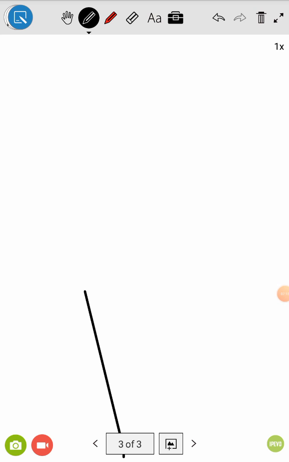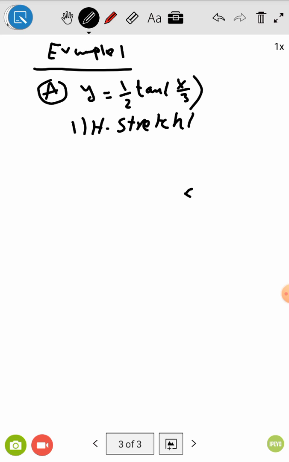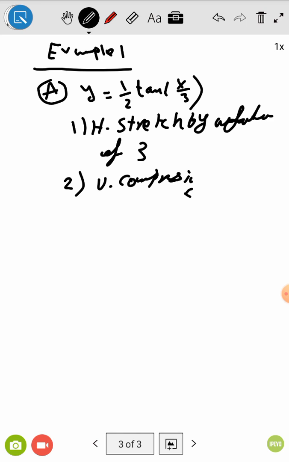Now let's take the first example from the book. Example 1. Believe me, it's not a good idea to write on the pad. y equals half tan x over 3. It's easy. Now what are the first transformations we have, guys? It is a horizontal stretch by a factor of 3. Normally we did this a lot. Two, vertical compression by a factor of half.